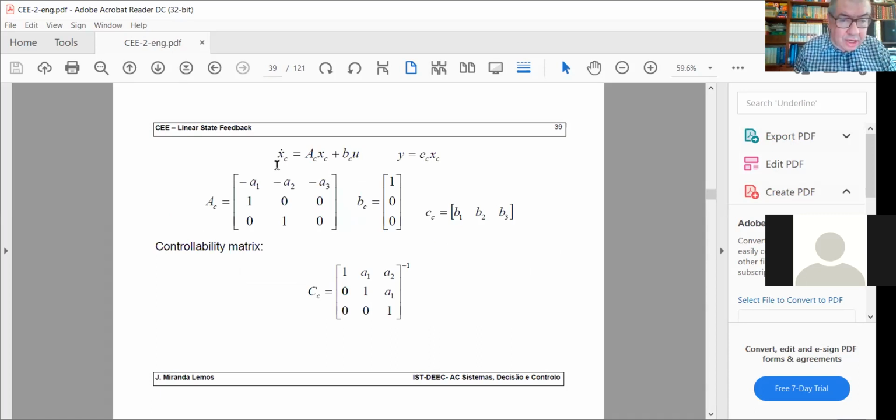And in the controller canonical form, the A, B, and C matrices are these ones that you can see in this slide. And the controllability matrix is the inverse of this matrix here. Okay, so don't get confused of this capital C, this is the controllability matrix, and this small c, which is the output matrix. Okay, so this is something that we are going to use later, these results.